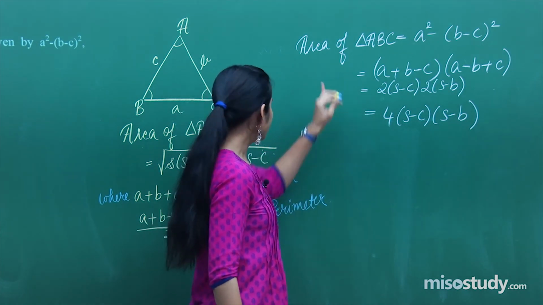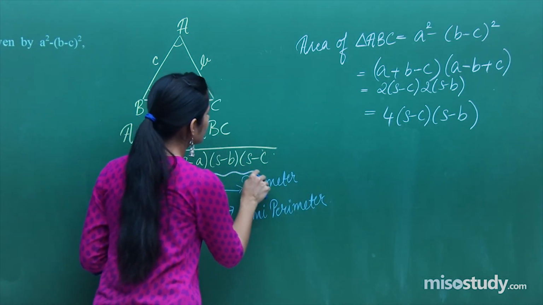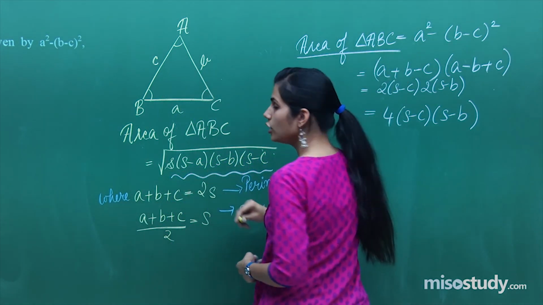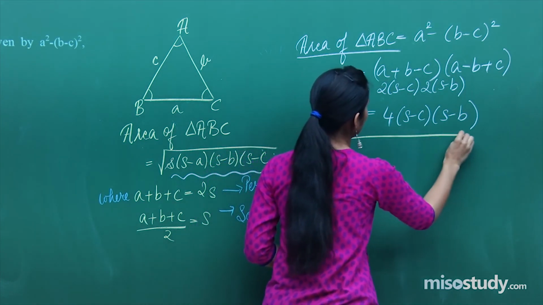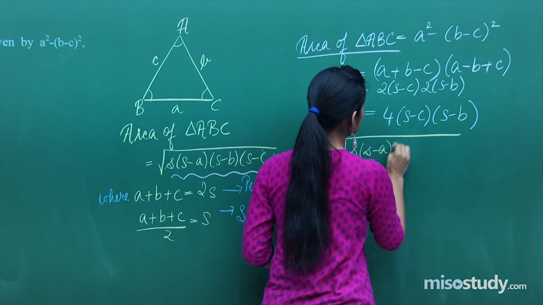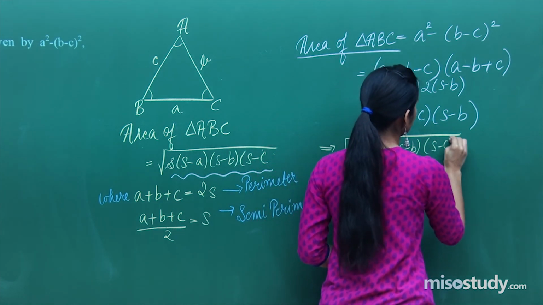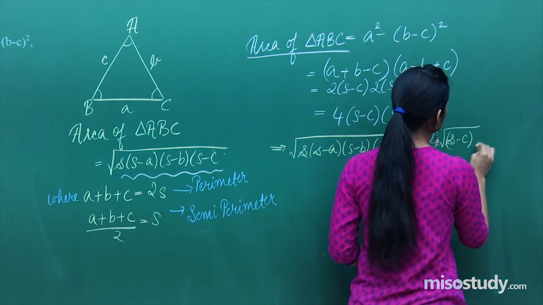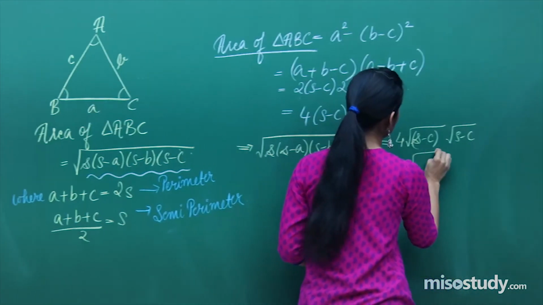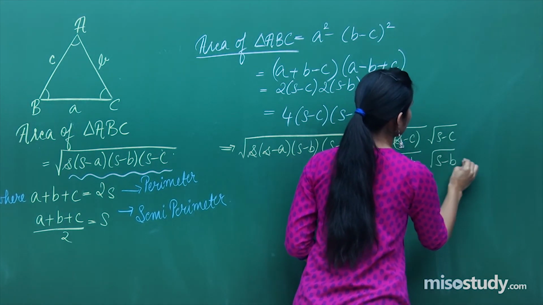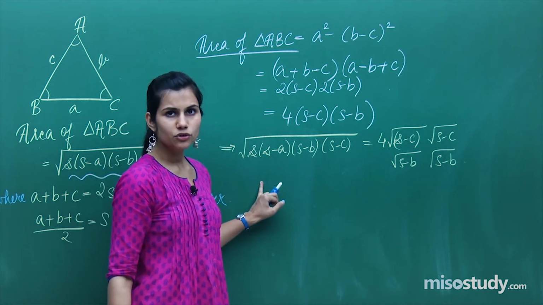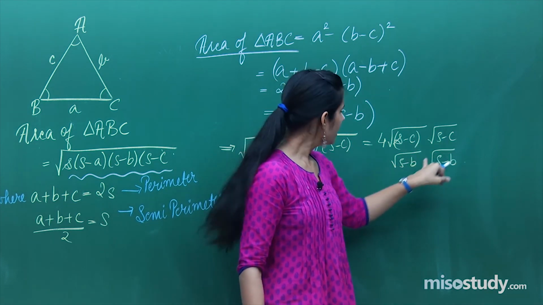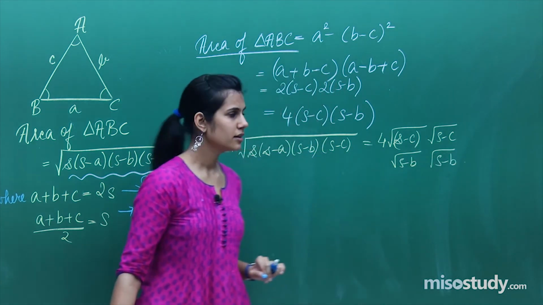But the area of a triangle in the form of Heron's formula I know is equal to this. So on the left hand side, in place of this expression, I can write Heron's formula, which is under root s into (s minus a), (s minus b), (s minus c) equals 4. I can write this as under root s minus c, under root s minus c, under root s minus b, under root s minus b, because everything here is under a root and I want to cancel terms.